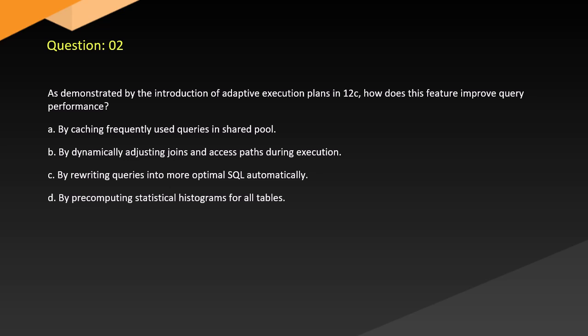Question 2. As demonstrated by the introduction of adaptive execution plans in 12c, how does this feature improve query performance? A. By caching frequently used queries in the shared pool. B. By dynamically adjusting joins and access paths during execution. C. By rewriting queries into more optimal SQL automatically. D. By pre-computing statistical histograms for all tables.